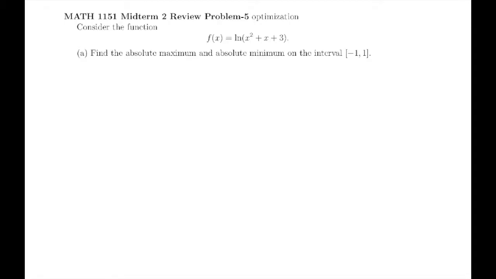Alright, now we look at this problem about optimization. We are given a function f, which is given by the natural log of x squared plus x plus 3. And for the first part, we want to find the absolute maximum and the absolute minimum on this closed interval from -1 to 1. So by the extreme value theorem, we know that on this closed interval, this function must have the absolute maximum and the absolute minimum. So here we need to take care of the two parts.